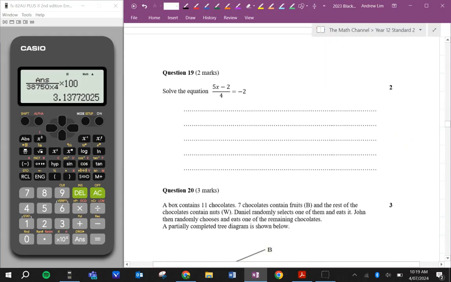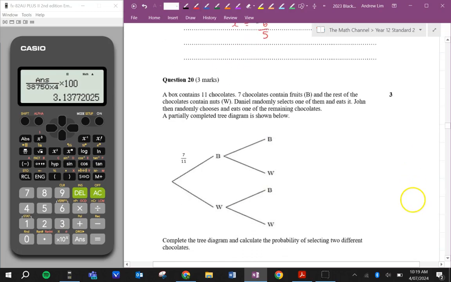Solve the equation. So I'm going to multiply both sides by 4. I'm going to add 2. I'm going to divide by 5. Question 20.